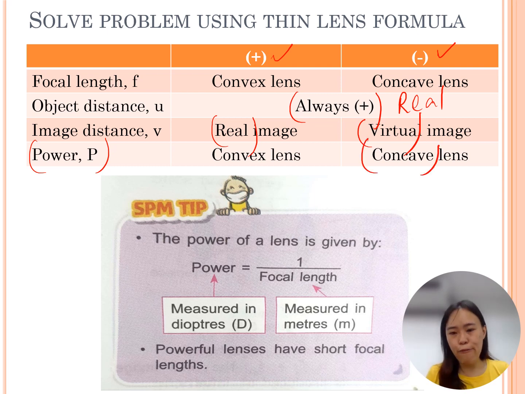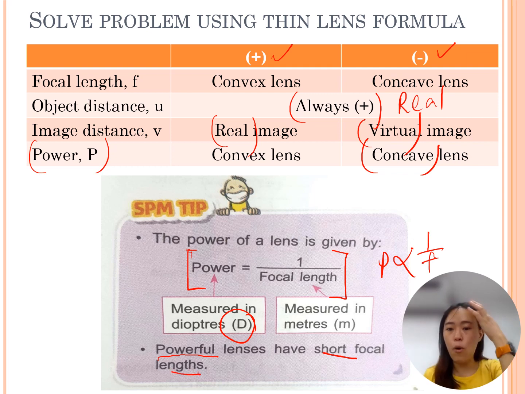How do we calculate power? Power is equal to 1 over focal length. The unit of power is the diopter, capital D. From this formula, you can see that power is inversely proportional to the focal length. In other words, the higher the power, the shorter the focal length. So this is what relates to the thin lens formula.